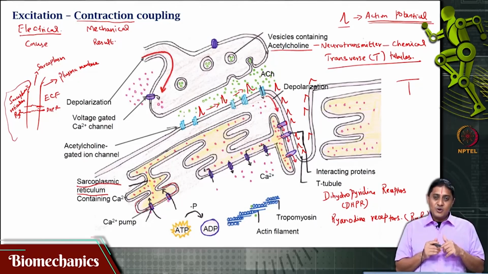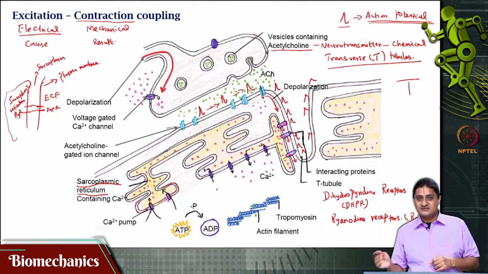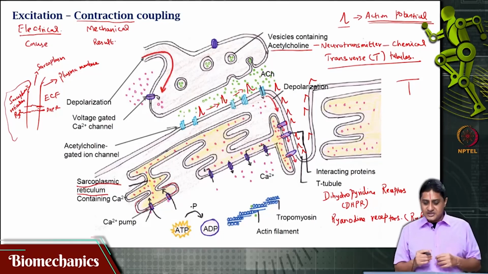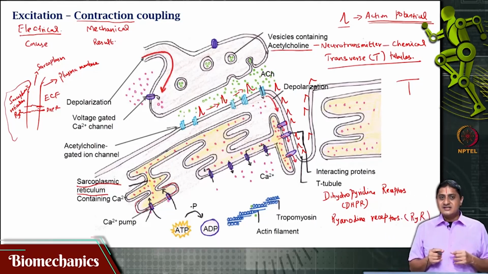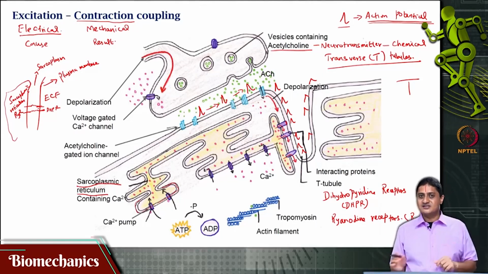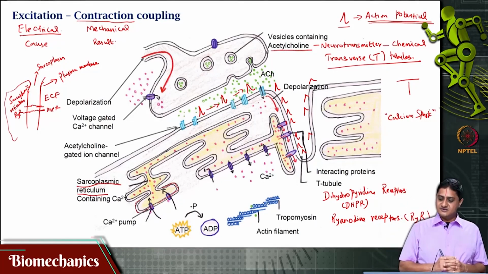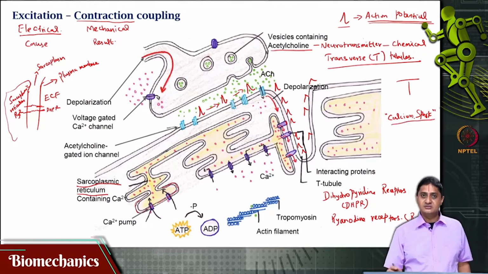But when the sarcoplasmic reticulum opens, because the concentration gradient is so huge, a lot of calcium leaves the sarcoplasmic reticulum into the sarcoplasm. This situation, in which there is a sudden buildup of a large amount of calcium within the rest of the sarcoplasm, not counting the sarcoplasmic reticulum, is called a calcium spark.